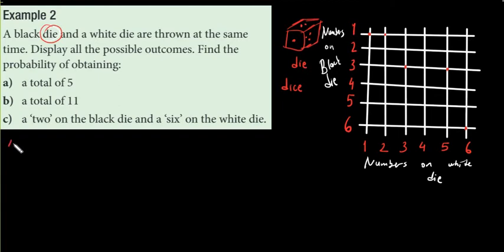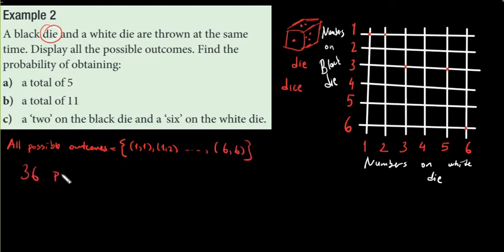So if I write all possible outcomes, how many possible outcomes do I have? 36. Yes, if you just count all these possible outcomes, 36. So 1 and 1, 1 and 2. I'm not going to write all, I'll get 6 and 6. Totally, I have 36 possible outcomes.